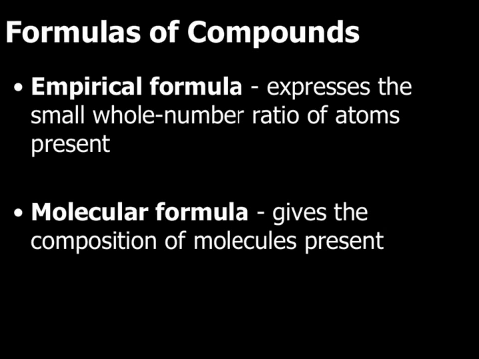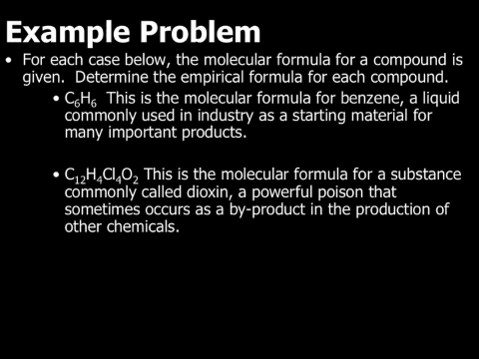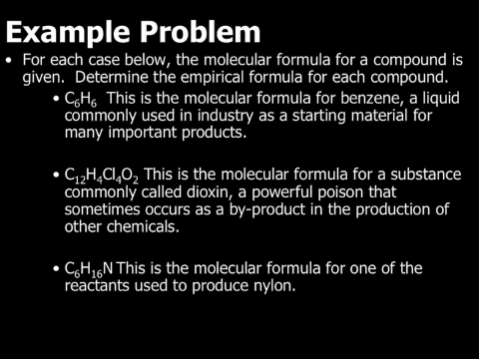Now you'll see that sometimes these two things can be the same. Sometimes the empirical formula will be different than the molecular formula. So what we're going to do is look at an example here. Our first one, and look at the difference between the empirical and the molecular. So if we look at our first one, we have C6H6.